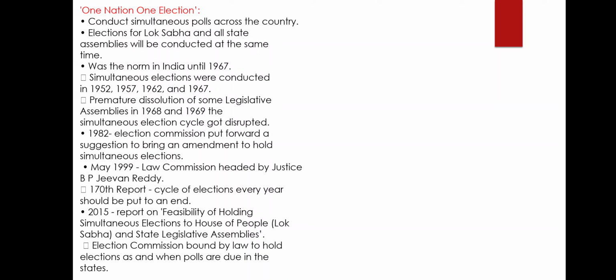Without amendments, the Election Commission is bound by the law to hold elections as and when the polls are due in the states. So currently it is in the hands of the government to make those amendments in the parliament by gathering support of all the political parties. In that line, the government's recent step of forming the One Nation, One Election Committee is a right movement. This is about the various steps taken by the government to implement One Nation, One Election.